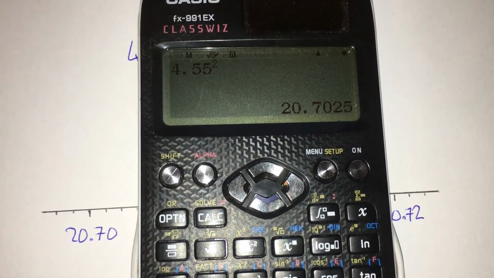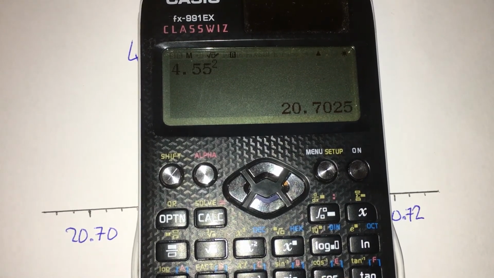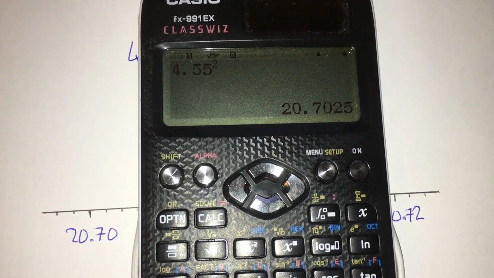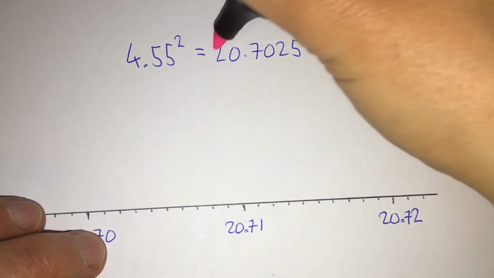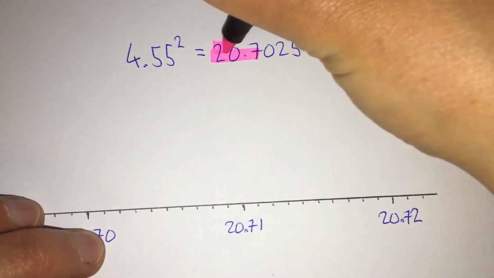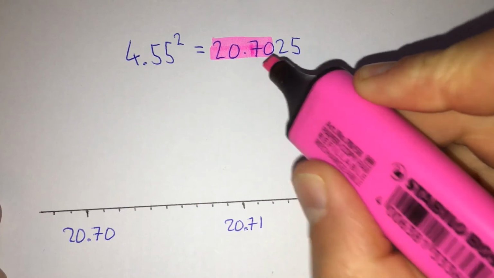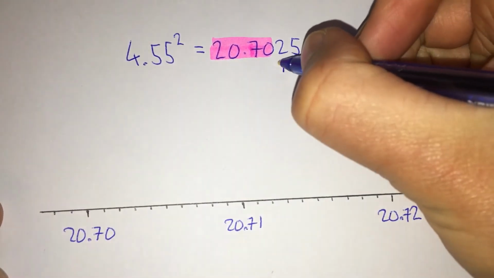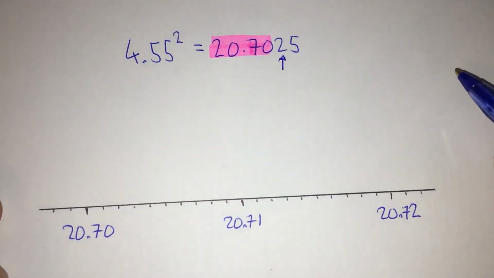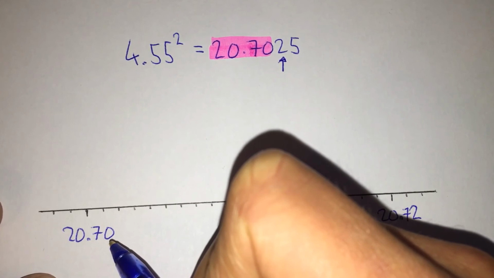Here we have 4.55 squared, and the answer's on the screen. We want to round this to 2 decimal places. So once again, we grab our highlighter, we start on the left and we highlight all the digits until we get to the second decimal place, which in this case is 0. We are then interested in the digit that follows what we've highlighted. And on our number line, there's 20.70.